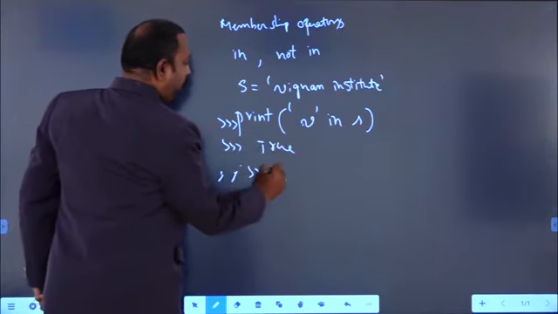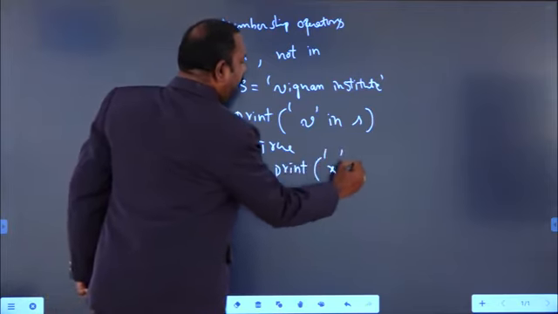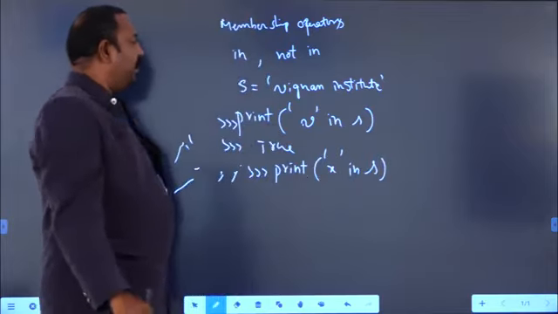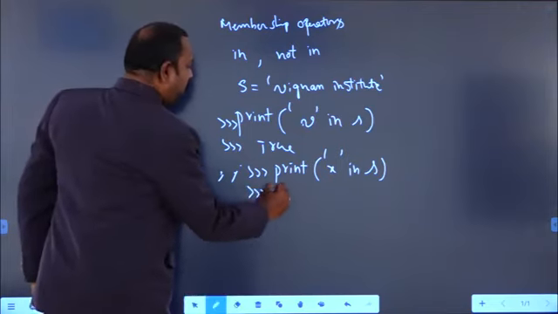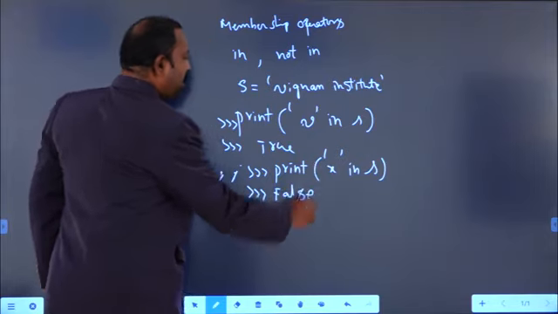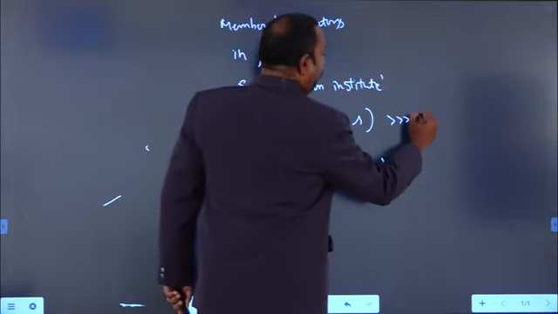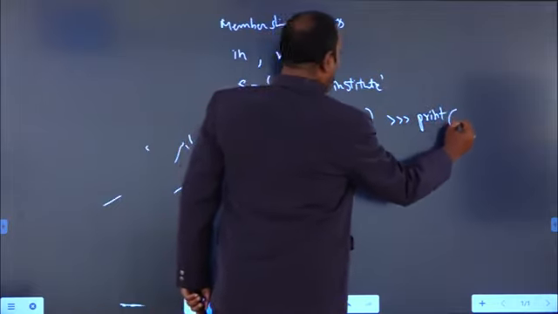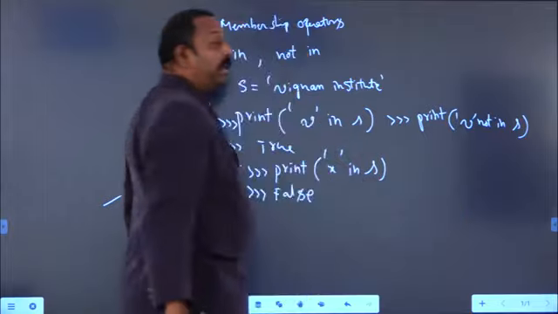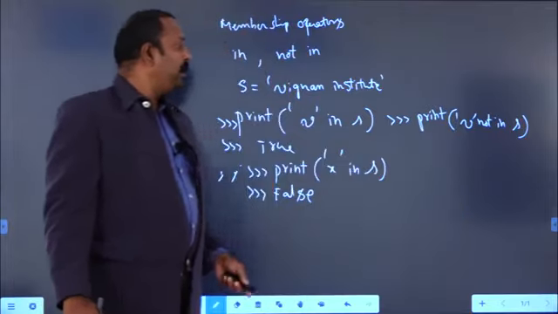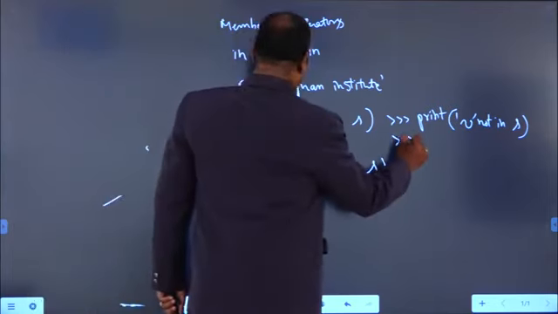Suppose I have written print X in S. X is a character, it is not available in S. That's why we will get the output false. Similarly, suppose I am using the not in operator. Print V not in S. That means the character V is not in S, but it is available in S. That's why you will get the output false.